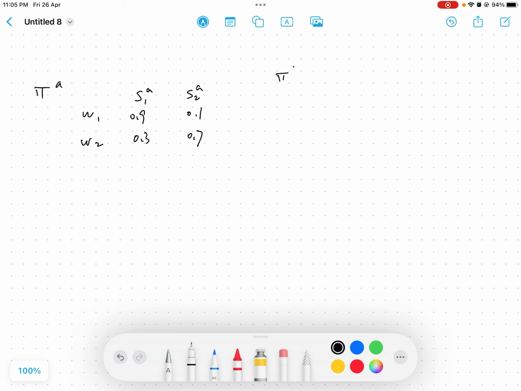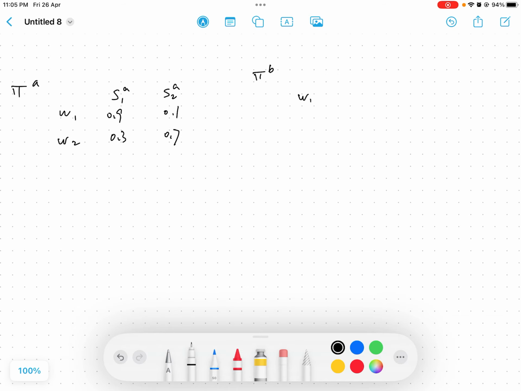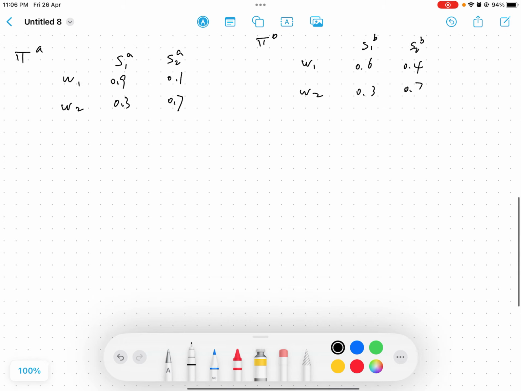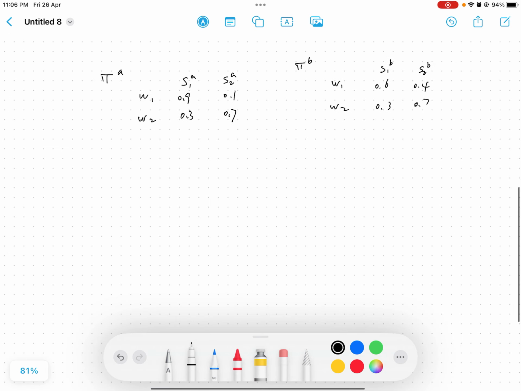Here we name this as pi b. Again, we have those probabilities, S1b and S2b respectively. We just give a different probability of sending the signals if the state is omega 1. We give it 0.6 and 0.4 as an example, but we keep the same lower row here as 0.3 and 0.7. So the example is just this.